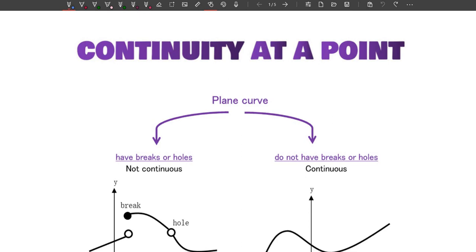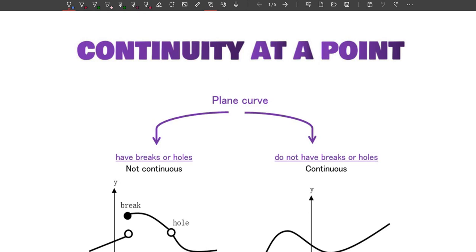Assalamualaikum and good day. Okay, in this video we'll continue with the new subtopic for chapter 1, which is continuity at a point. We are going to look at whether the function is continuous at the point x equal to c, for example.